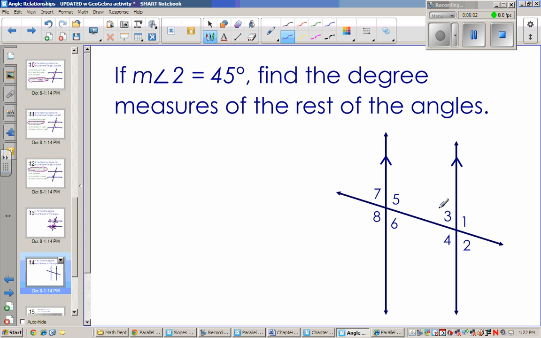Now if we have measure of angle 2 here is 45, take a second and try to do this on your own. Hopefully you know that the vertical angle is 45. These two angles are 45. Now if I subtract from 180, I'll get 135. So then we fill those in all of the other spots.